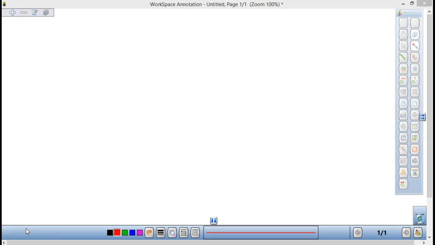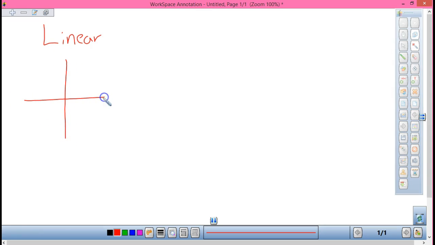Learning about. Okay? The first type that we learned about this year was a linear graph. What's a linear graph look like? Yeah, it's just one. Right? So if I'm going to go linear graph, it could be a straight line this way, or it could be the other way, right? Alright?